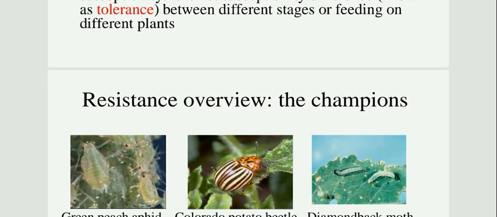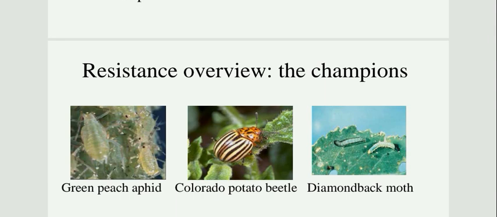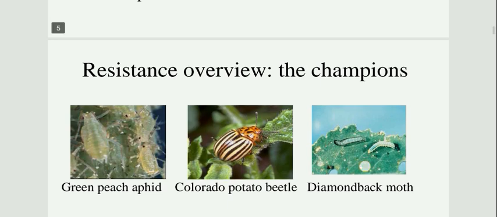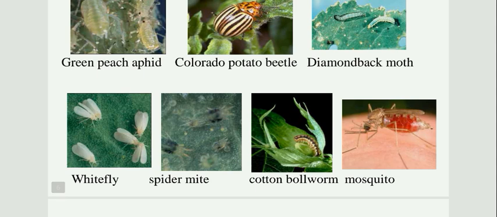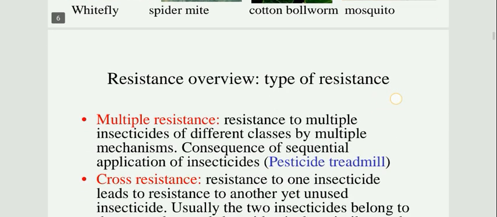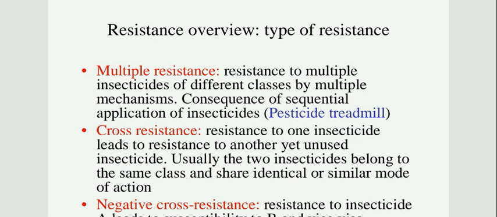Resistance overview. The champions: diamondback moth, Colorado potato beetle, green peach aphid, whitefly, spider mite, cotton bollworm, mosquito. Resistance overview, types of resistance: multiple resistance.